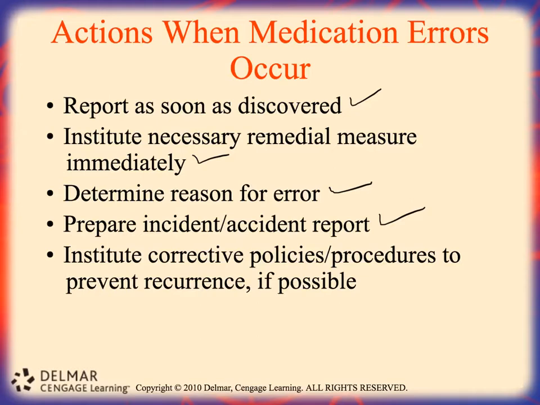And then you're going to institute corrective policies or procedures to prevent the recurrence if possible. Once you determine why it occurred, we don't want it to occur again. So we try to institute whatever needs to be done, a policy or a procedure, so that it does not happen again.